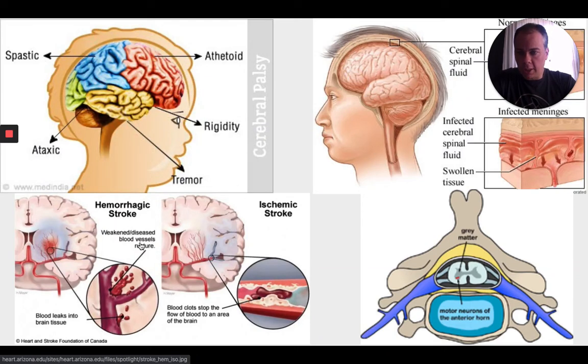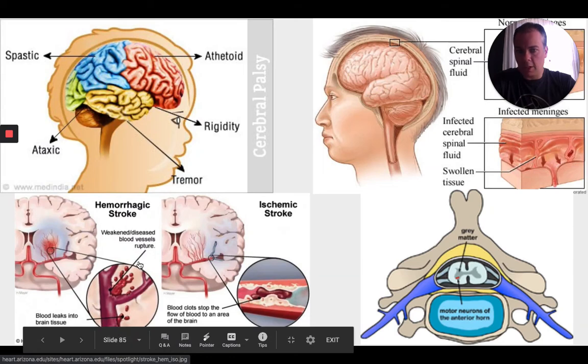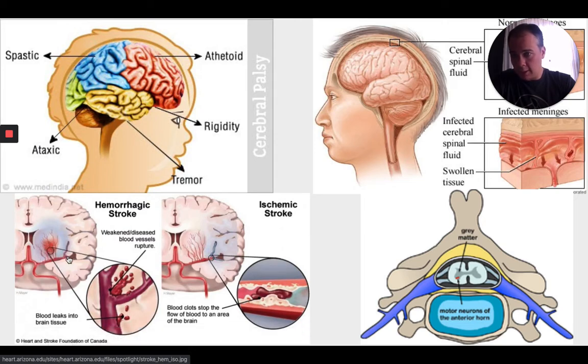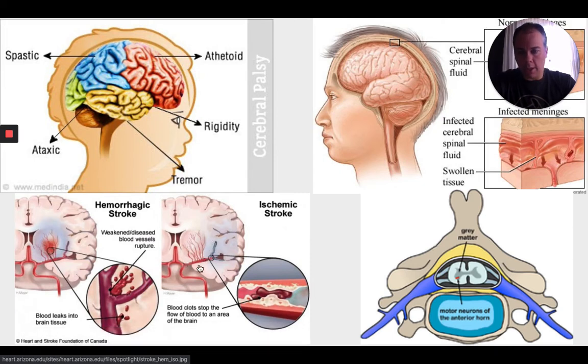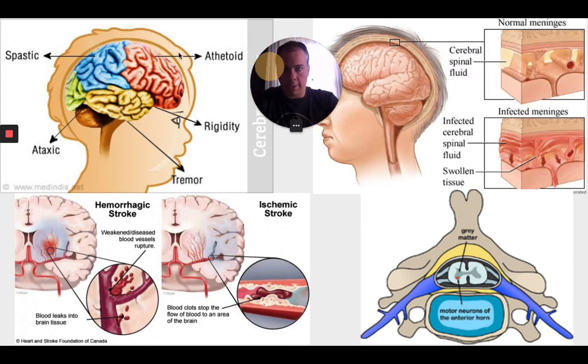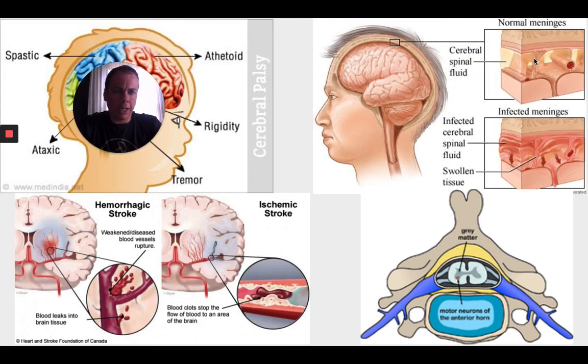This shows the different types of strokes. A hemorrhagic stroke is where a blood vessel is ruptured and now there's bleeding in the brain, leading to blood not reaching the tissues where it needs to get to. Or it can be caused by a blood clot, which has the same sort of effect as it is stopping the flow of blood to a part of the brain, and then that part of the brain can eventually be damaged permanently.